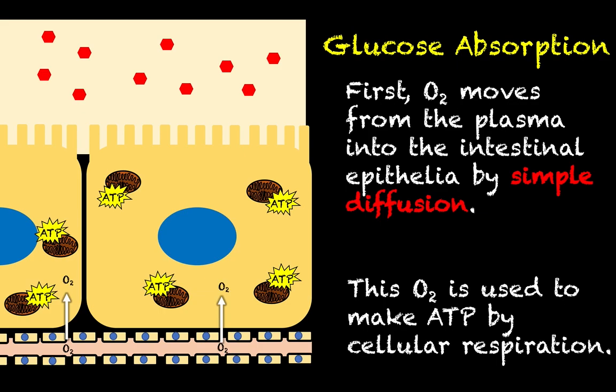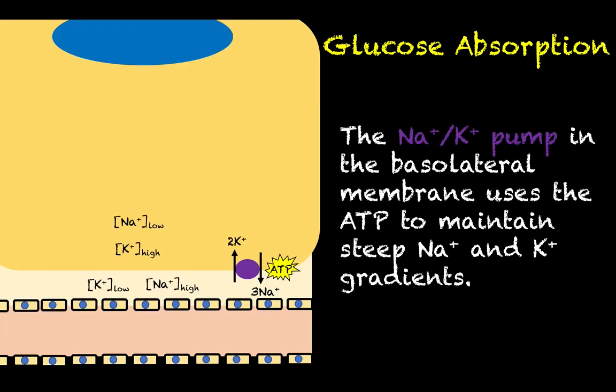the intestinal epithelia by simple diffusion. This is really no different than how oxygen enters into respiring cells throughout the body in any other way. So this oxygen, of course, is used by the mitochondria of these epithelial cells to make ATP by cellular respiration. The important issue here is that this ATP is going to be highly necessary here in just a minute.